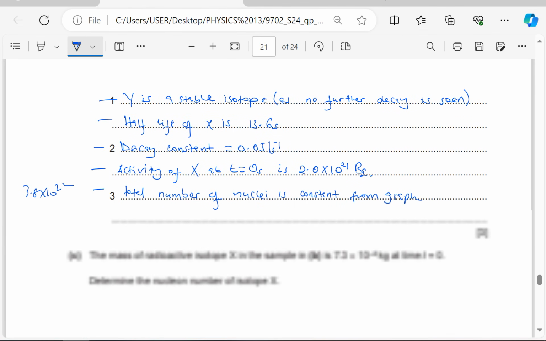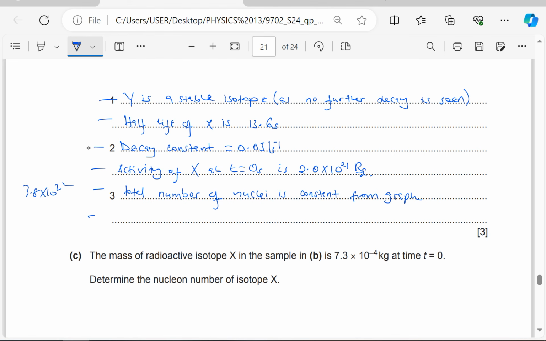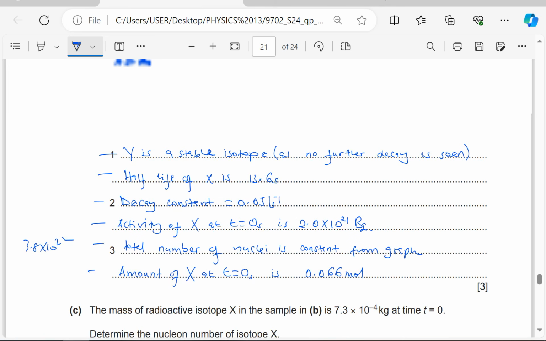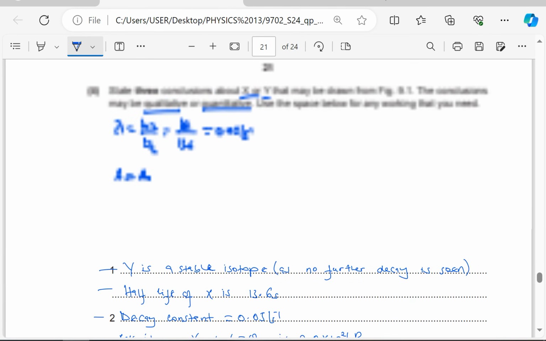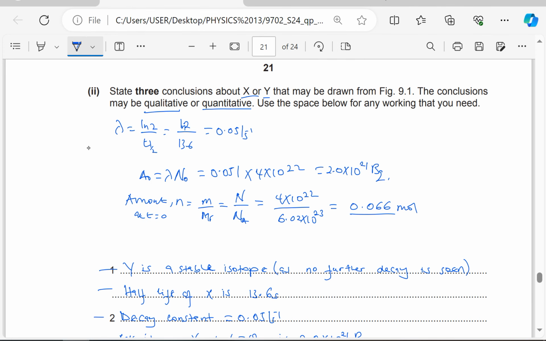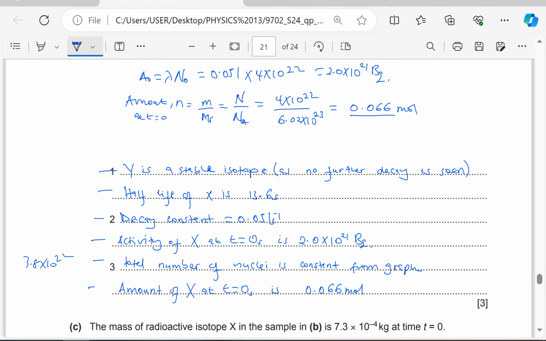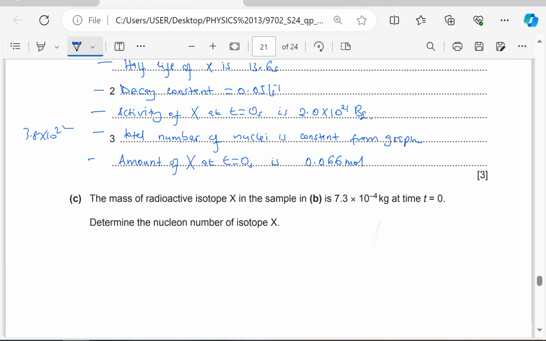I think this should be the last one. The amount of X at t equals 0 seconds is 0.066 mole. Is it 0.066? Yes. Okay, so you can mention any three of those six.